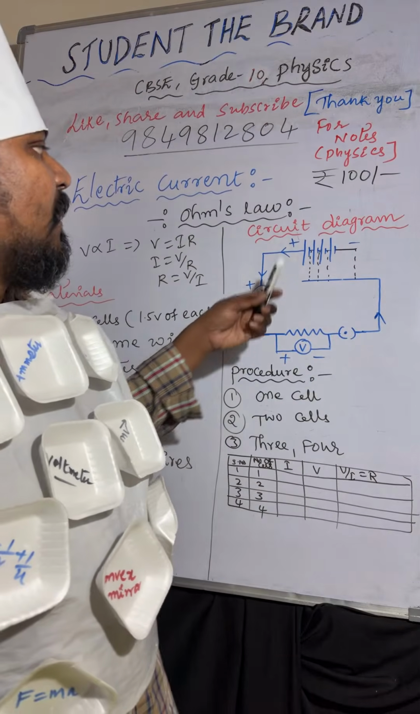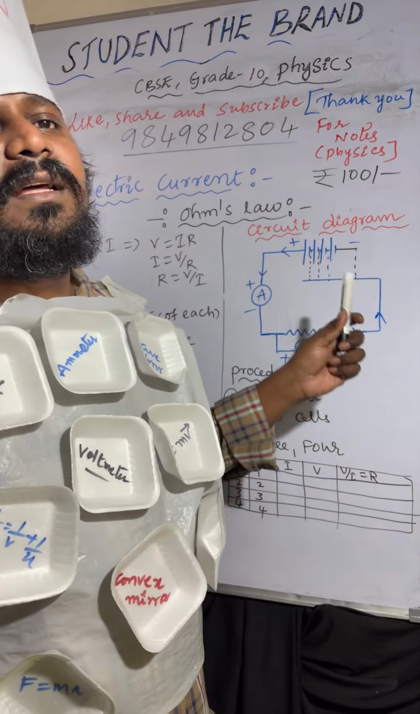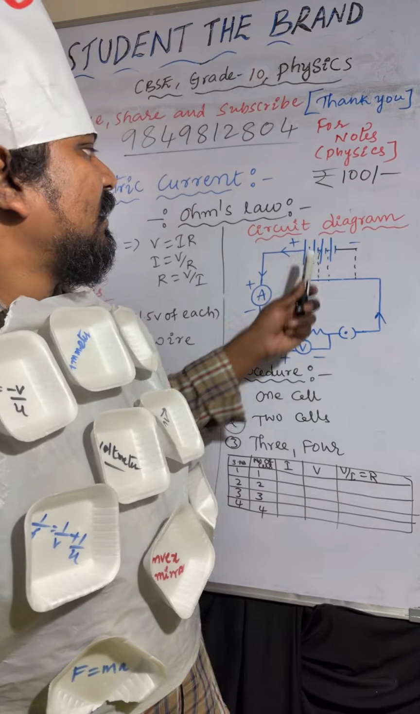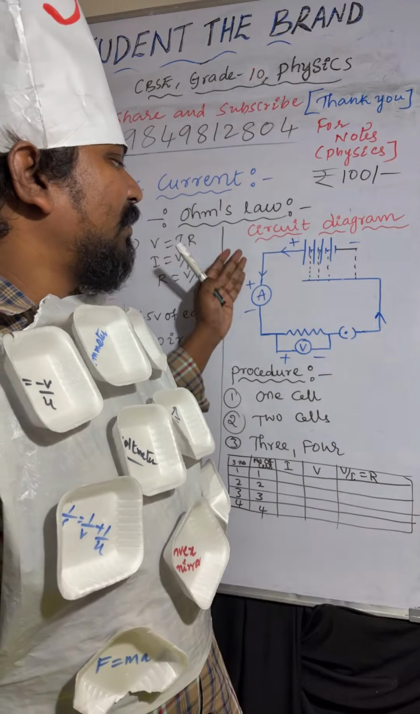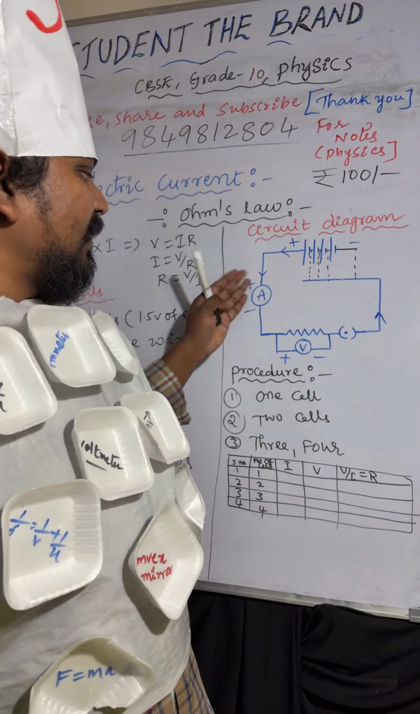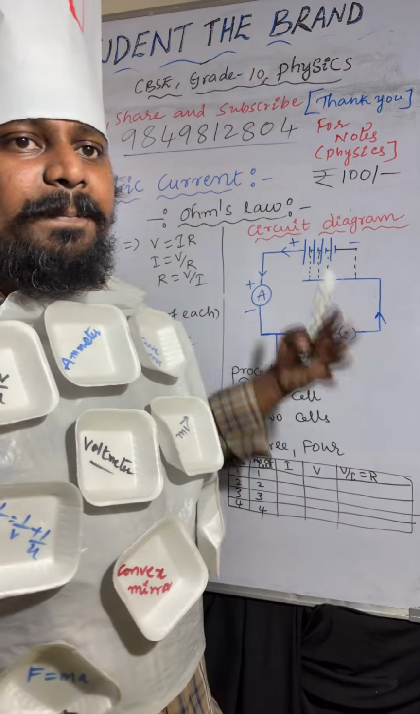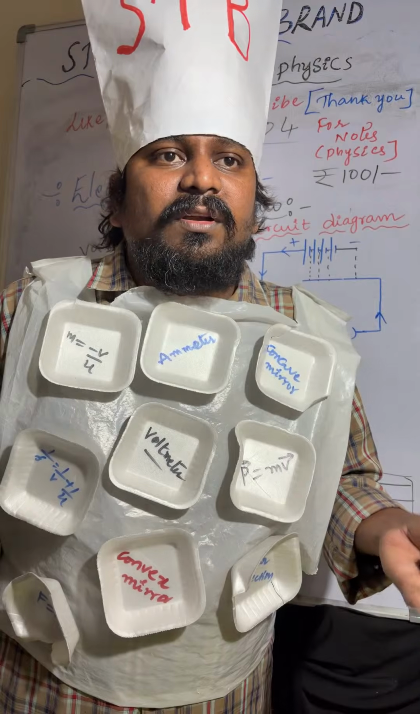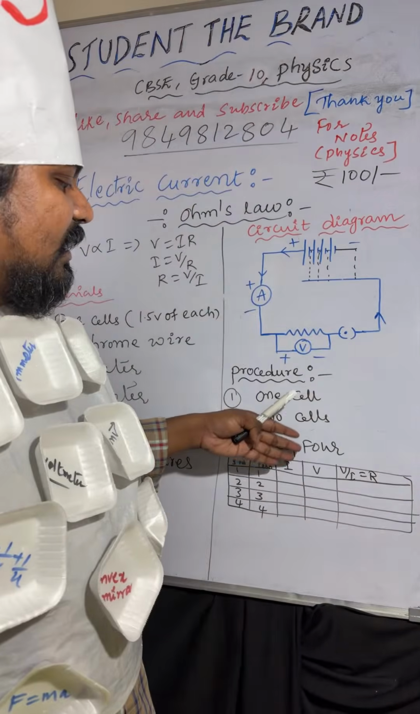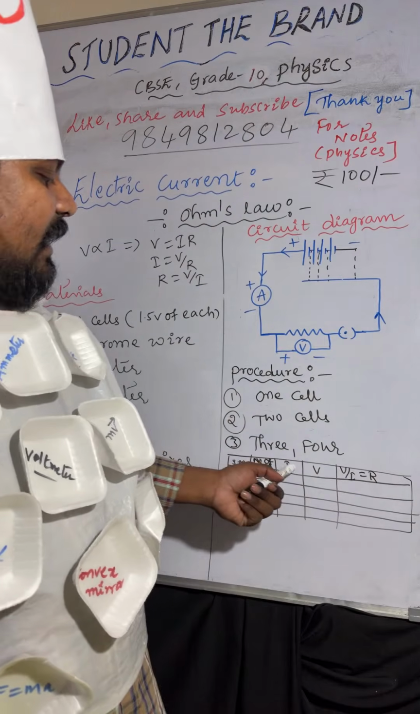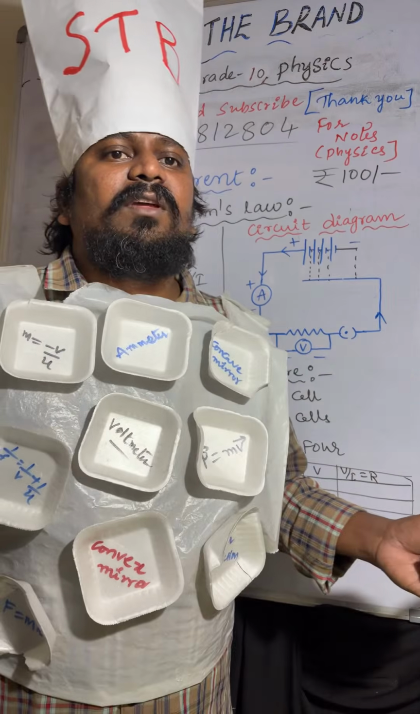Just observe here. First you have to connect one cell and note down the reading of ammeter and voltmeter, and connect two cells and again note down the readings of ammeter and voltmeter. So ammeter reading is current, voltmeter reading is potential difference. Then repeat the process for 3 and 4. Then mention it in the tabular form given below: current, potential difference, V by I equal to R.